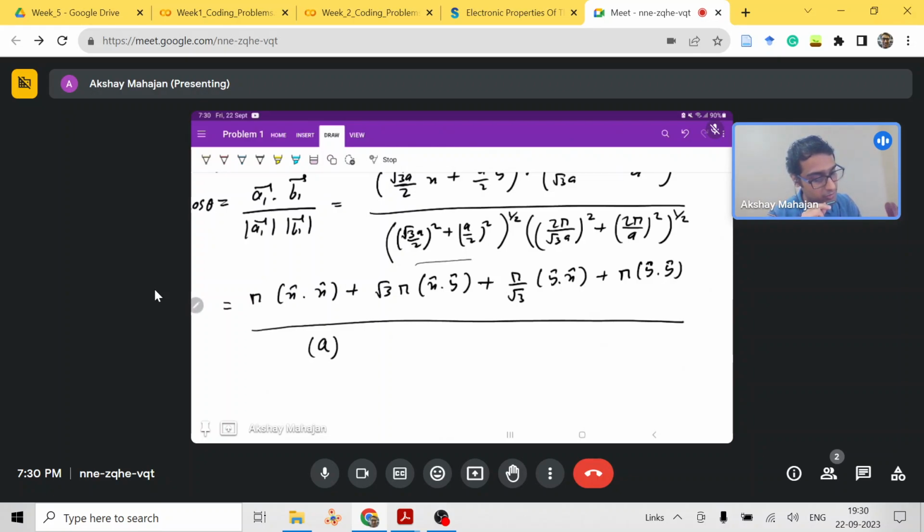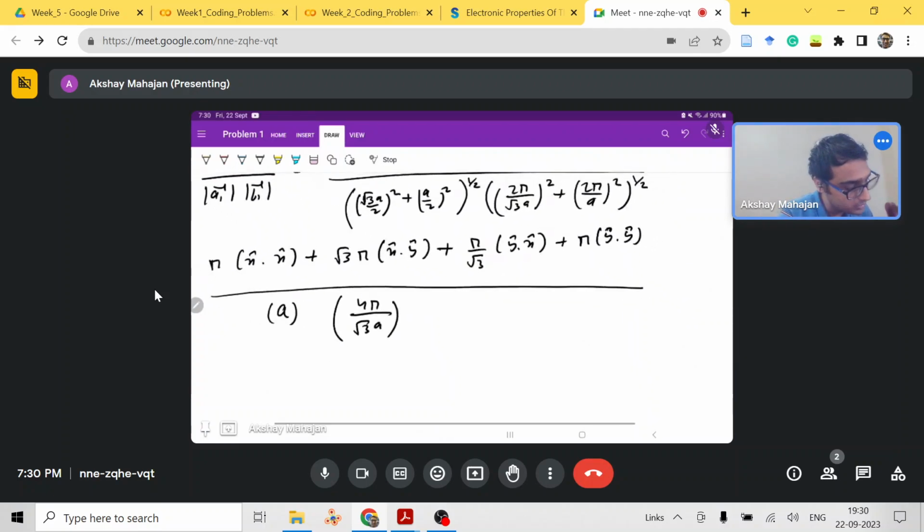Okay, this part will give you just a, which is the magnitude of mod of a1 vector, and mod of b1 vector will be equal to 2 pi, you can take them out, 1 by 3a square plus 1 by a square. So you can say it will be 4 by 3a square, and so one magnitude will be a, and this magnitude will be equal to 4 pi by root 3a. Okay, so you can just calculate it.